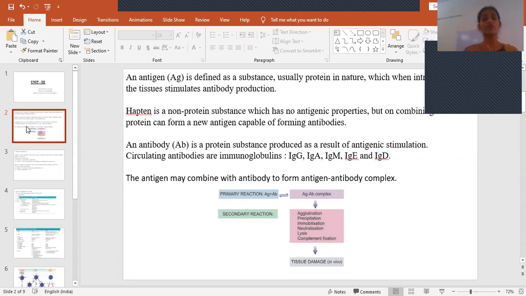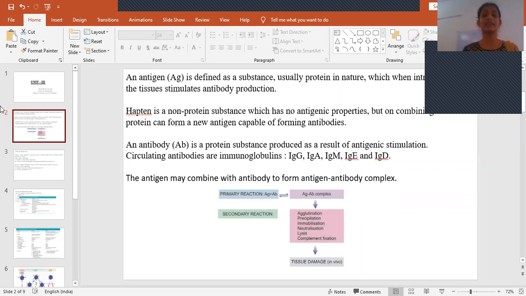Antigen is a foreign particle which invades our body, and in order to counteract that, antibody will be produced. Antigen is defined as a substance, usually proteinic in nature, which when introduced into our body stimulates antibody production. Antibody is also a protein substance, produced as a result of antigenic stimulation. Only when an antigen is present will this antibody be produced.